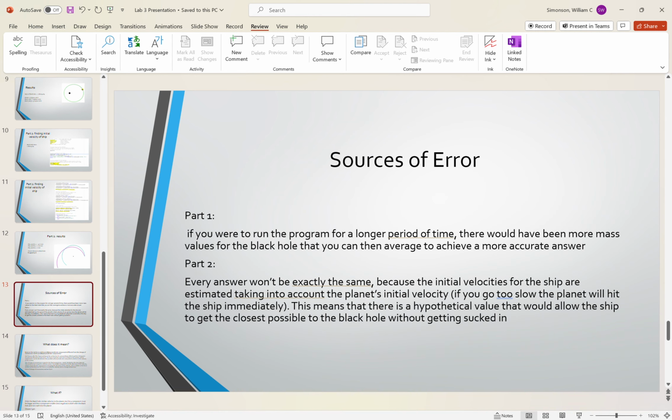Some sources of error: if you run the program for a long period of time, there will be more mass values for the black hole that you can average to achieve a more accurate answer. Every answer won't be exactly the same because the initial velocities for Part 2 are estimated, taking into account the planet's initial velocity. You could hypothetically get a better answer than the one that I found.